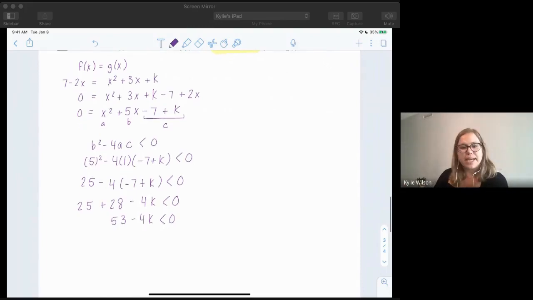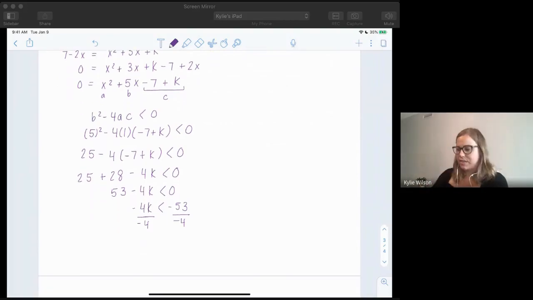Okay, so what I can do here is move my 53 over to the other side, just like with an equal sign. And then I'm going to divide by negative 4 on both sides. Now when I have an inequality and I divide by a negative, I have to switch the inequality around. So I'll have k greater than 53 over 4, like that. And that would be our final answer.